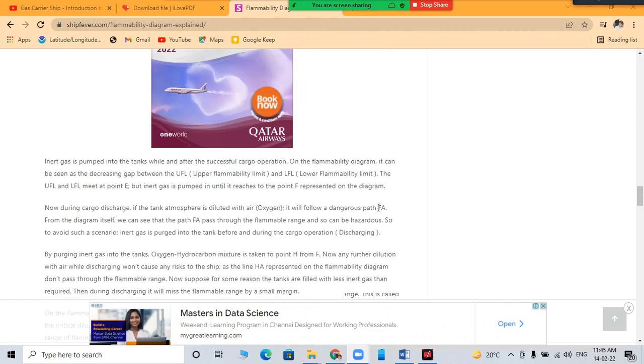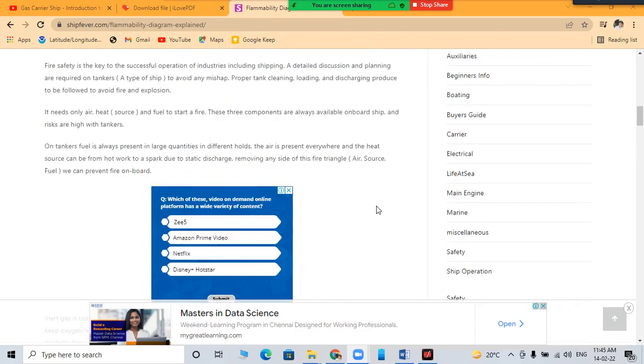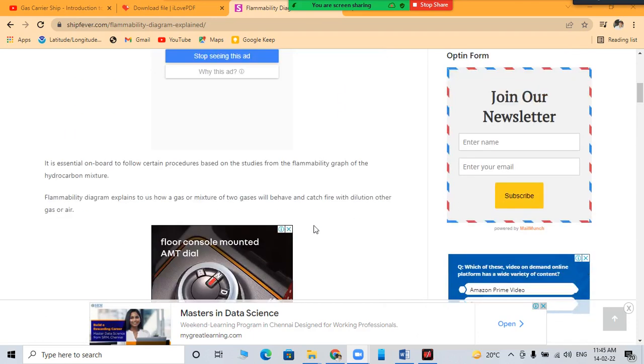So this is what the flammability diagram is all about. We will have a look at the video of this flammability diagram also.